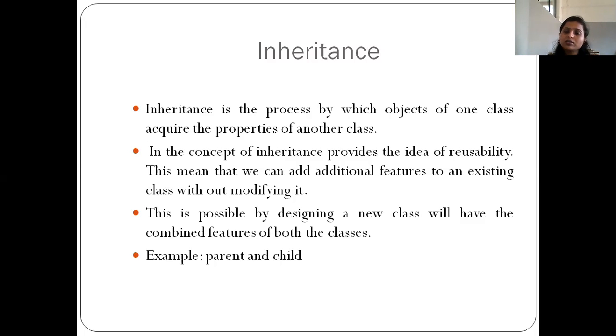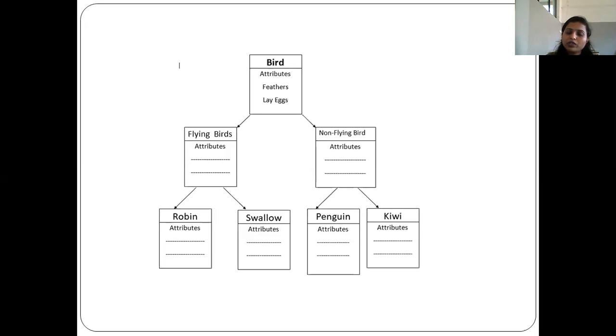Inheritance is a process by which an object of one class acquires the properties of another class. It is a process, and with the help of this process, an object of one class acquires the properties of another class. The best example is parent and child. One more example we'll see.